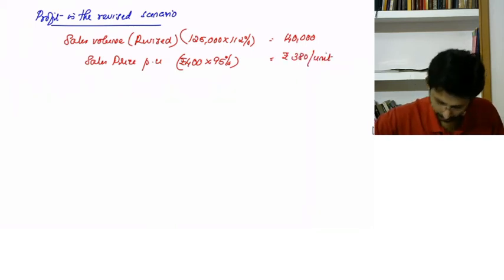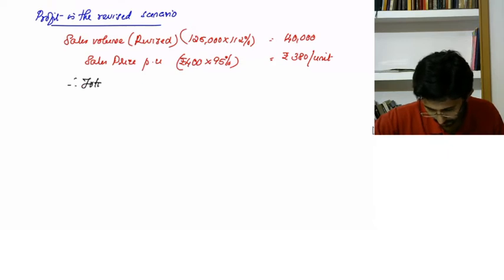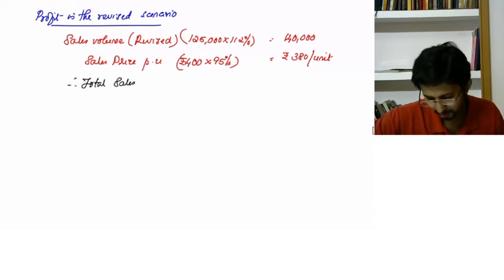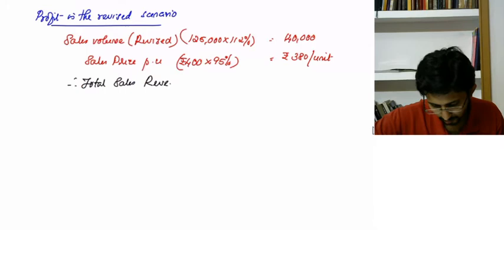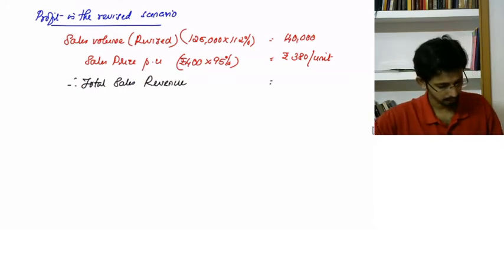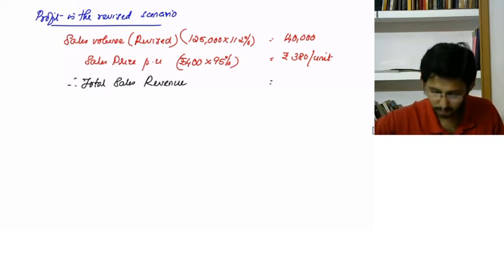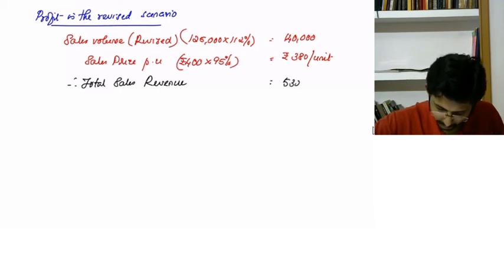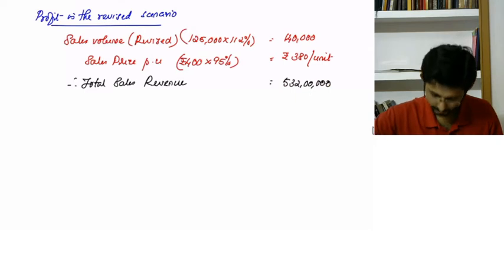Therefore, total sales revenue is equal to 1,40,000 into 380. That will be 5,32 lakhs.